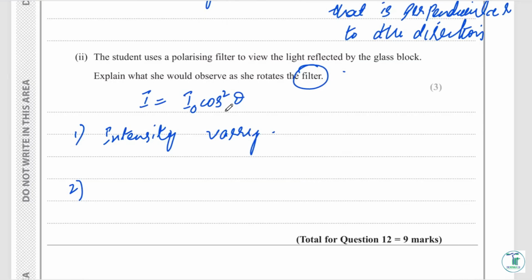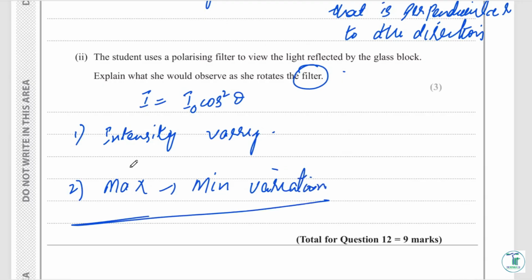And if any one of you is doing maths as well, you must know that we have a maximum to a minimum value, because cos 0 is 1 and cos 90 is 0. So as we approach 90, we'll have a maximum to minimum variation, right? And after 90 degrees, it would start increasing again up till 180. Okay. So these are the 3 points that we need to mention, because she would observe the difference in the intensity as she rotates the filter. As you change the theta, she would have a difference in these values.